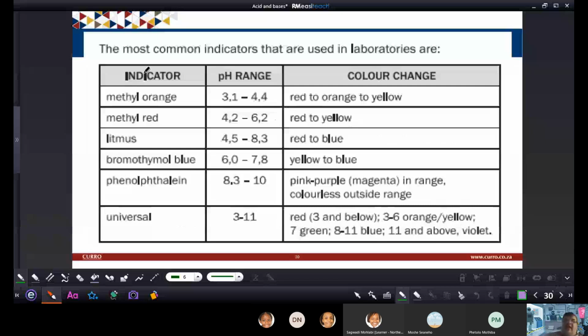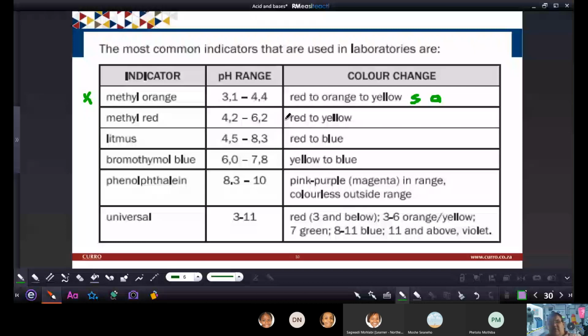So we get different indicators. The main ones we normally use are methyl orange, methyl red, litmus, we get red or blue, bromophenol blue, and phenolphthalein. These are the ones we normally use. And then we get the universal indicator, which actually is the broad spectrum. So methyl orange indicator we use for an acid. It's definitely for a strong acid. Okay? So we will definitely use this for a strong acid. Methyl red, also we can use for a strong acid, definitely.